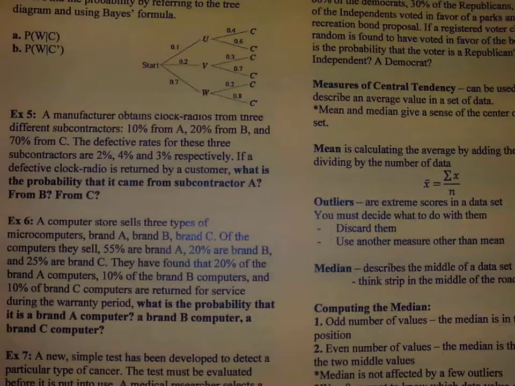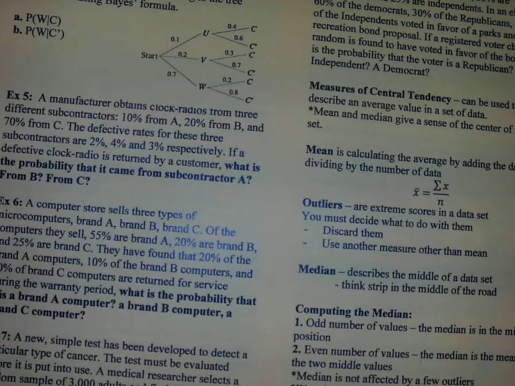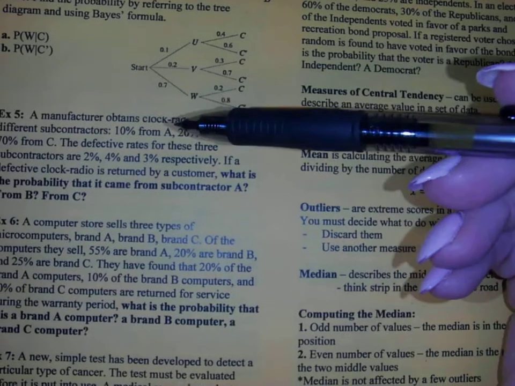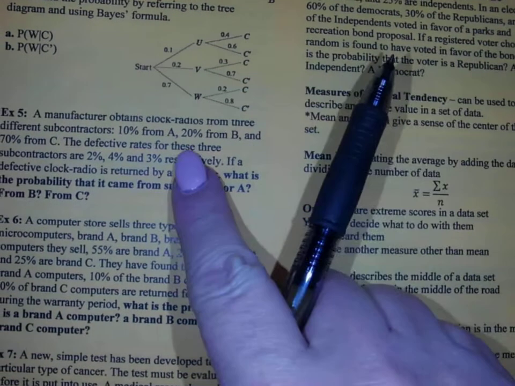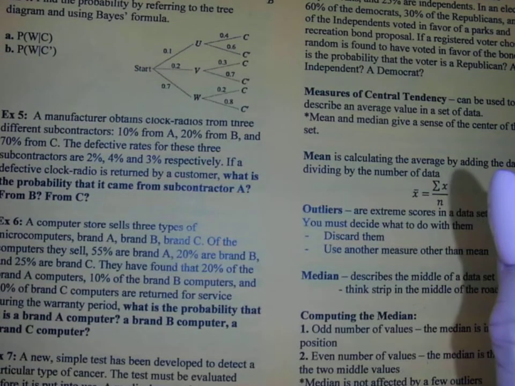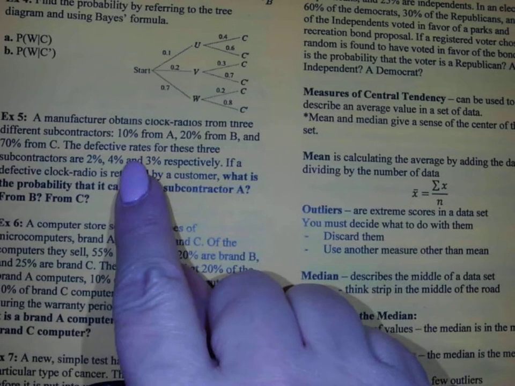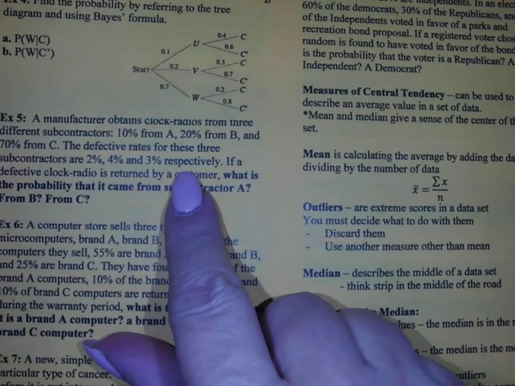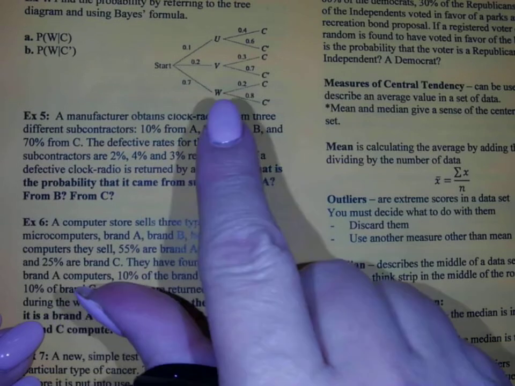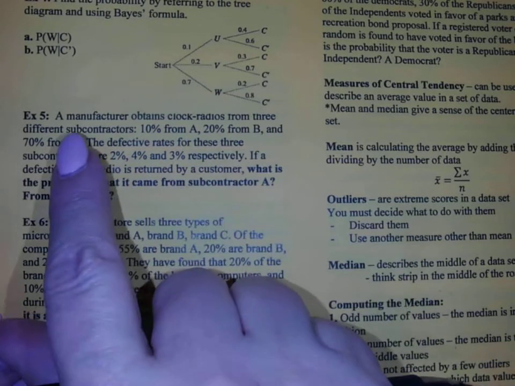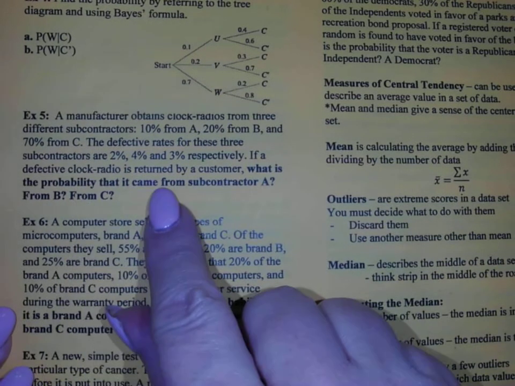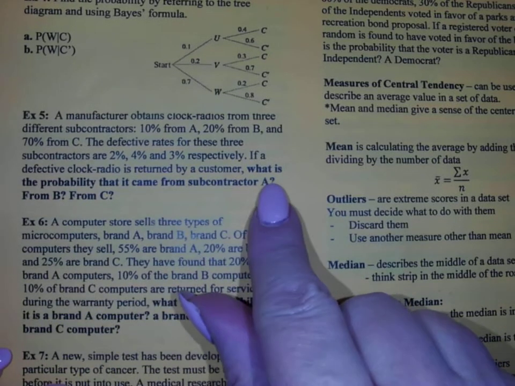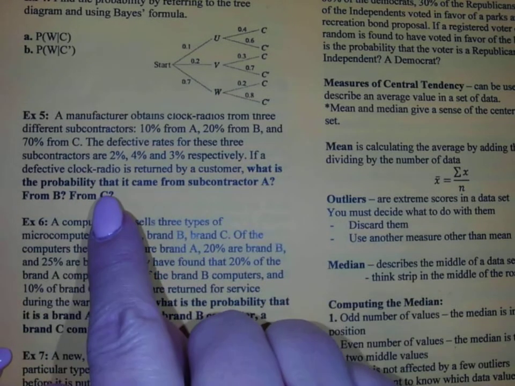All right, example 5. We have a manufacturer that obtains clock radios from 3 different subcontractors. 10% from A, 20% from B, and 70% from C. The defective rates for these 3 subcontractors are 2%, 4%, and 3% respectively. That means that 2% are from A, 4% are from B, and 3% are from C. If a defective clock radio is returned by a customer, what is the probability that it came from subcontractor A, from B, and from C?